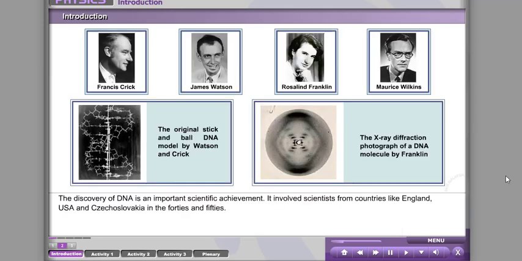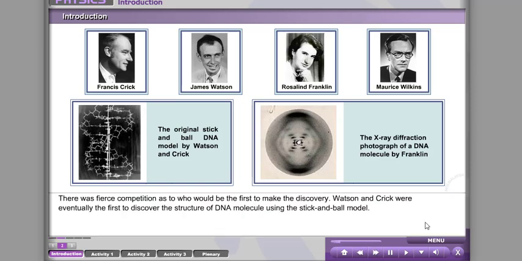The discovery of DNA is an important scientific achievement. It involved scientists from countries like England, USA, and Czechoslovakia in the 40s and 50s. There was fierce competition as to who would be the first to make the discovery. Watson and Crick were eventually the first to discover the structure of DNA molecule using the stick and ball model.